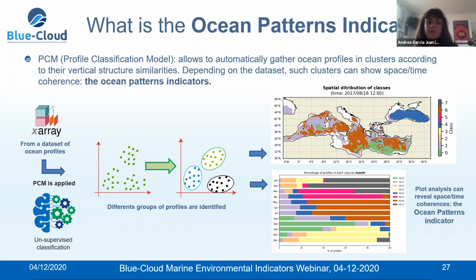From a dataset of ocean profiles, we apply the PCM that in an unsupervised way makes different groups with the profiles. Here, each point represents one profile. And then by plotting these different classes spatially or temporally, we can find some coherencies. For example, here in the figure, we can see that some classes are more common in the Black Sea, for example, and other classes are more common in winter or in summer months. That's the kind of coherencies that we are looking for, and that's what we call the Ocean Patterns Indicator.